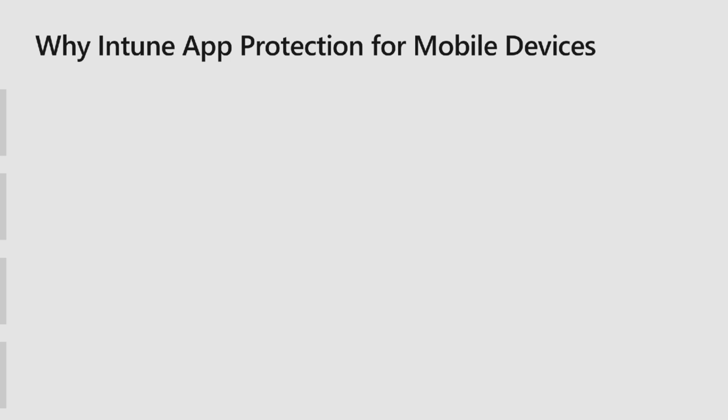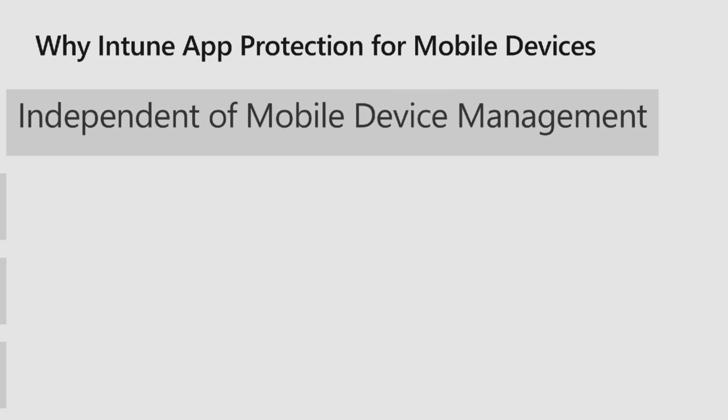So why do we need Intune application protection for mobile devices? One of the best things about Intune application protection is that it's independent of the mobile device management system. So we don't even need a full MDM managed device to use it. And if you use a third party or other MDM vendor for that, you can still use Intune application protection.